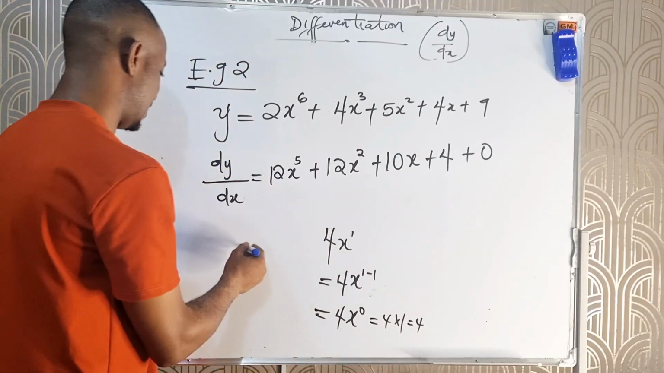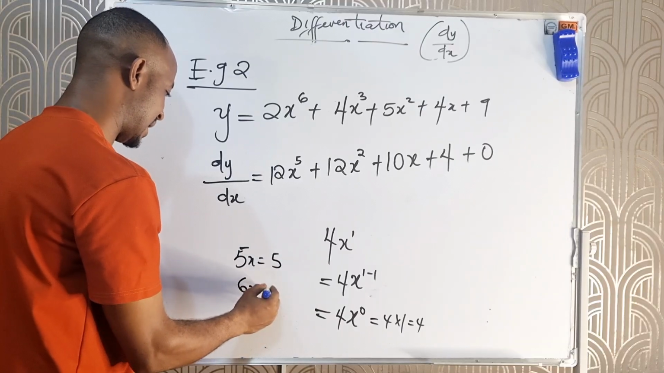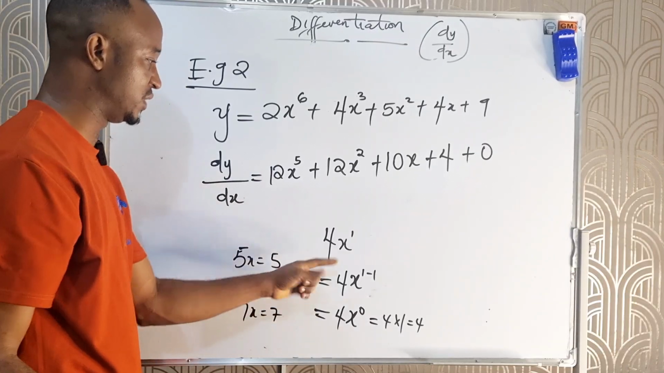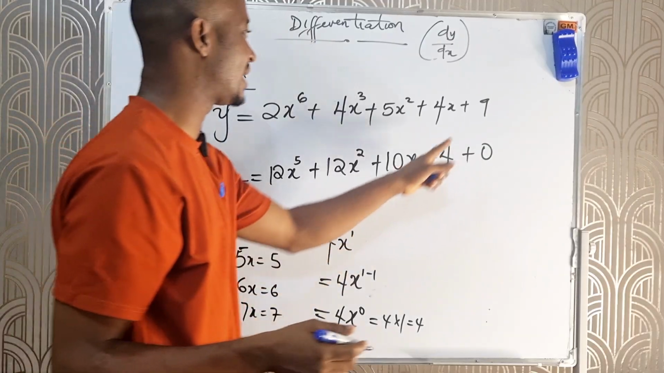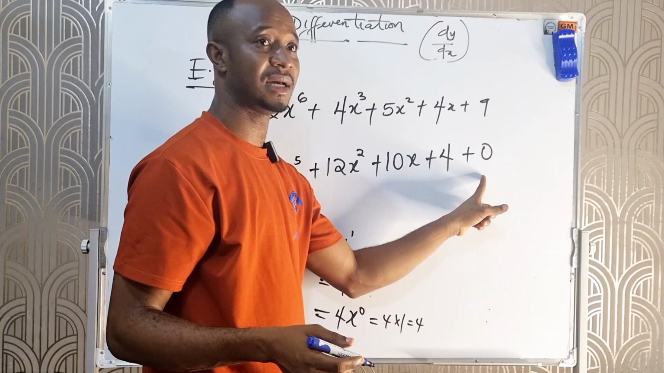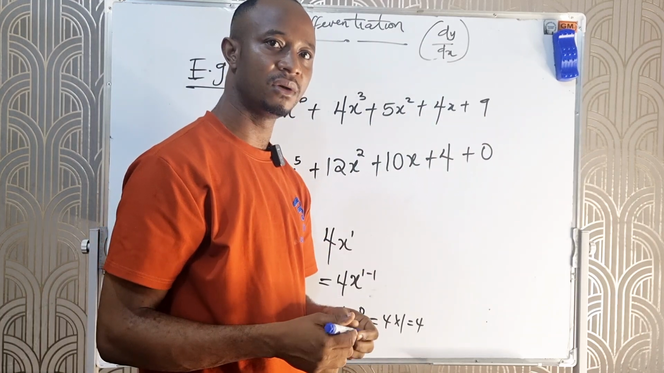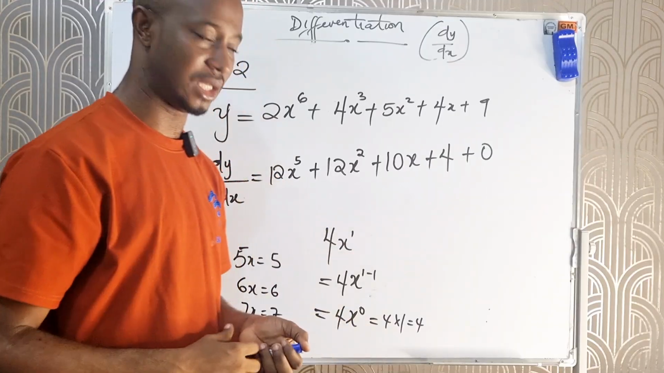Or when you differentiate 5x, the answer will be 5. 6x, the answer is 6. 7x, the answer is what? 7. The same principle we use here is also applied there. But whenever you differentiate a constant value like 9, the derivative is what? 0. So the derivative of all constant values must amount to 0.